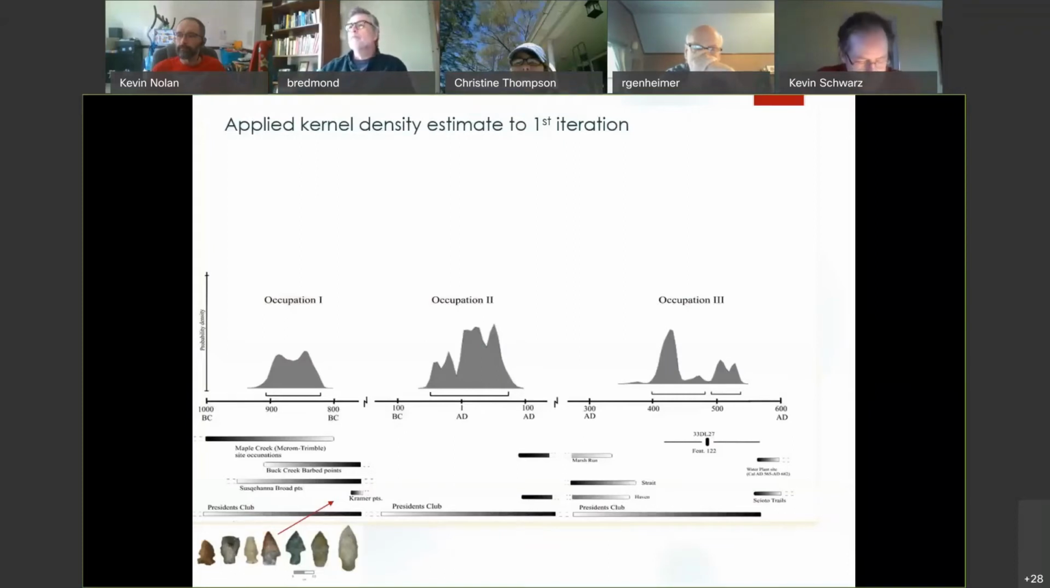Yes. So this is a kernel density estimate you're seeing on the top. The probability increases as you go up. So the regions under the curves are the most likely spans of time that these radiocarbon dates are reflecting. And so that's kind of how you can interpret them.